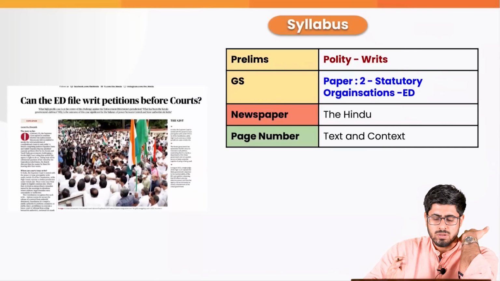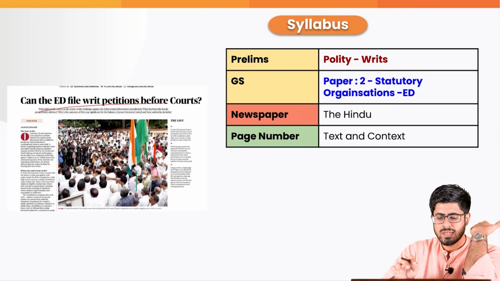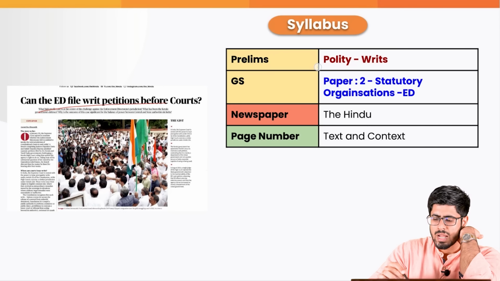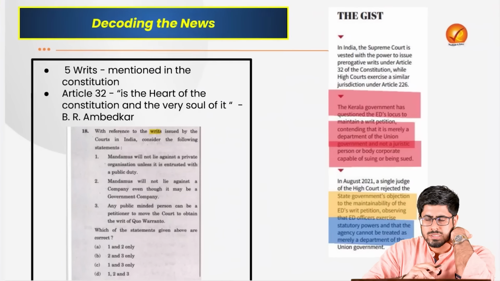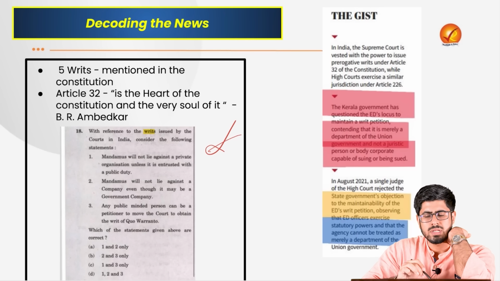Moving to the next topic: can the ED file a writ petition before the courts? This is an issue related to Paper 2, the statutory organization, which is the Enforcement Directorate, and also the prelims part of writs. What are the various types of writs, over which UPSC has already asked a question earlier also. Now, what is the issue right here?